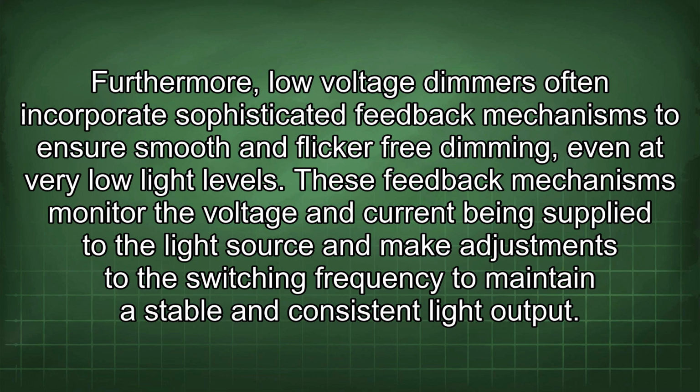Furthermore, low-voltage dimmers often incorporate sophisticated feedback mechanisms to ensure smooth and flicker-free dimming, even at very low light levels. These feedback mechanisms monitor the voltage and current being supplied to the light source and make adjustments to the switching frequency to maintain a stable and consistent light output.